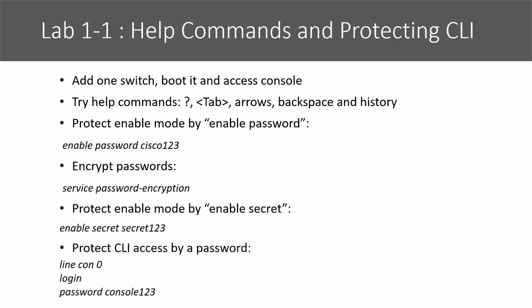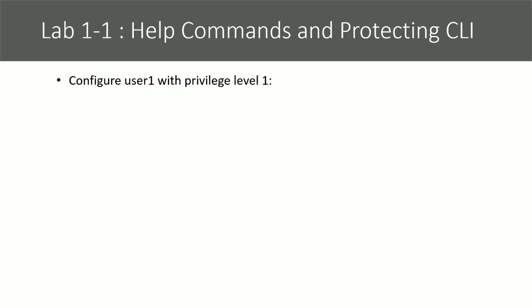In the next step, we will protect CLI access by a password only, and the command is line console 0, login, password console123. To try protecting console access by username and password, we will configure one user, user1, with the privilege level 1. As we discussed before, Cisco switches have privilege levels from 0 to 15, and we will test privilege 1, which has limited access. So the command is username user1 privilege 1 password, and the password is password123, and actually privilege 1 is the default privilege, so if we didn't specify privilege as 1, it will be 1 by default.